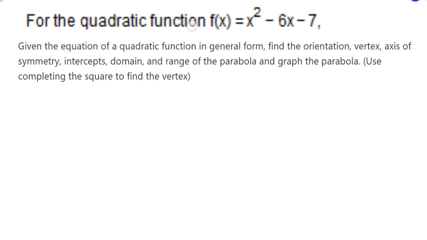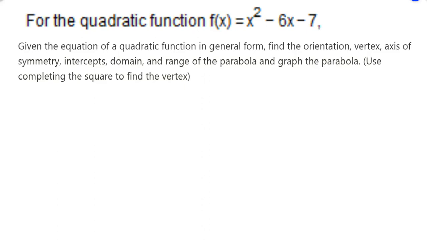For the quadratic function f of x equals x squared minus 6x minus 7, we want to find the orientation, vertex, axis of symmetry, intercepts, domain and range, and also graph the parabola. And we're going to use completing the square to find the vertex.